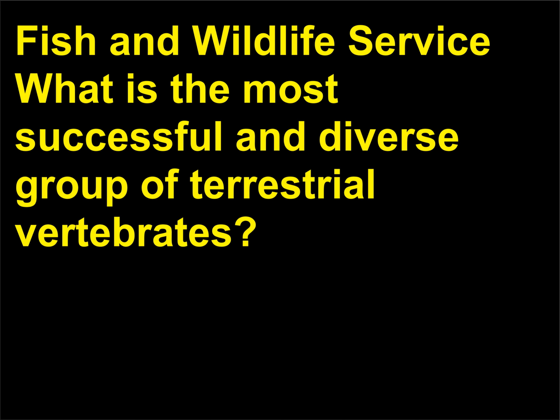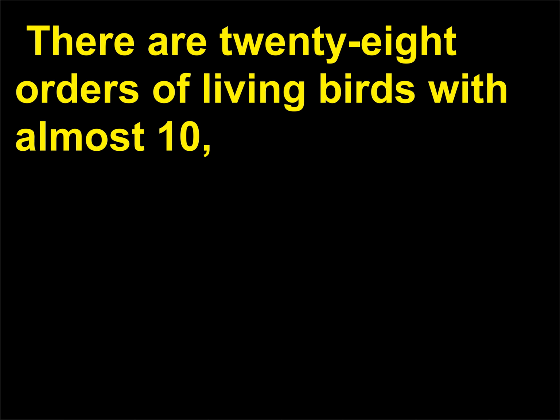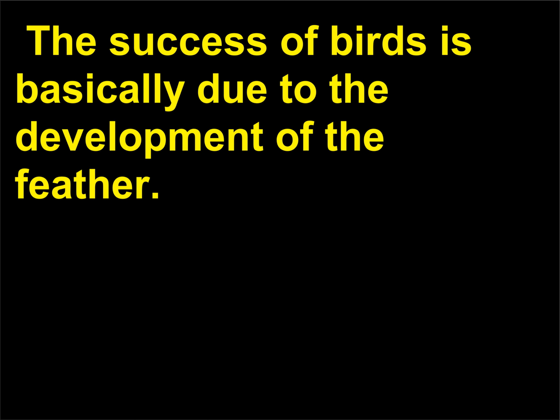What is the most successful and diverse group of terrestrial vertebrates? Birds, members of the class Aves, are the most successful of all terrestrial vertebrates. There are 28 orders of living birds with almost 10,000 species distributed over almost the entire Earth. The success of birds is basically due to the development of the feather.